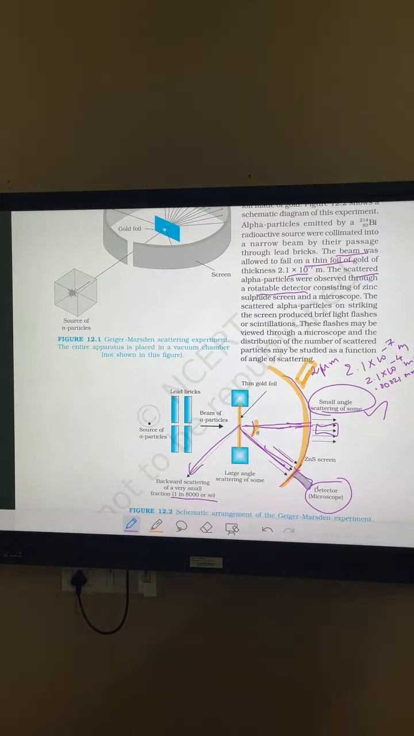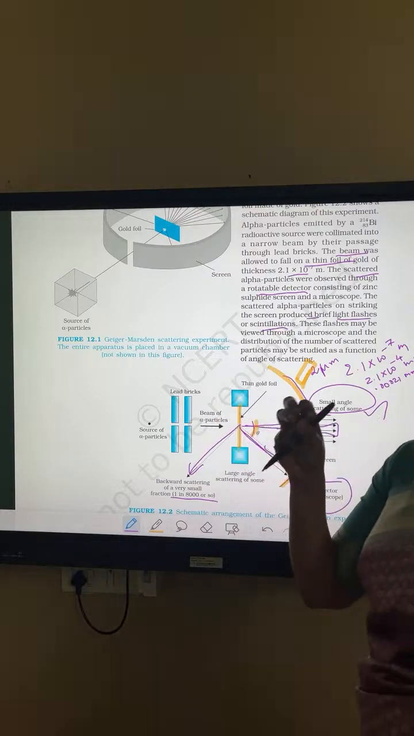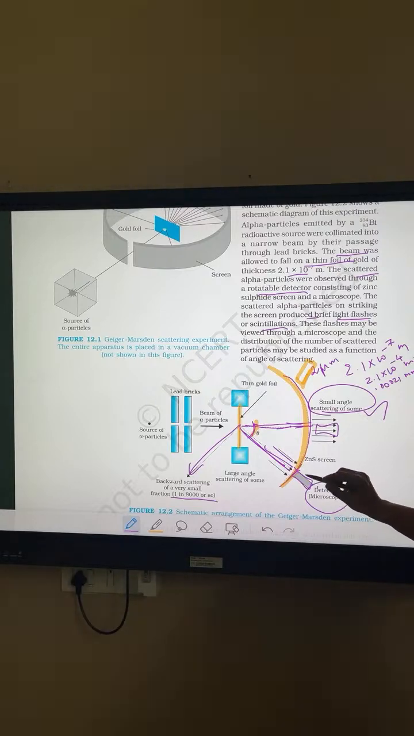So the scattered alpha particles on the side of the screen produce brief light flashes or scintillations, like a light flash it gives. These flashes may be viewed through a microscope, and the distribution of the number of scattered particles may be studied as a function of angle of scattering. This is the angle of scattering. So by means of the flash only we are able to understand the helium particle is emitted and scattered. By means of that we can find the amount of scattering as well as the angle of scattering and everything.